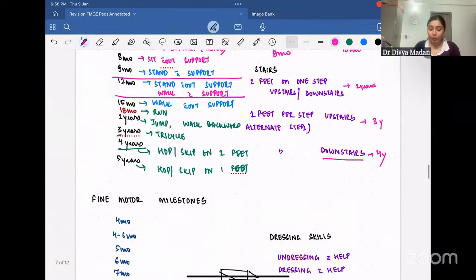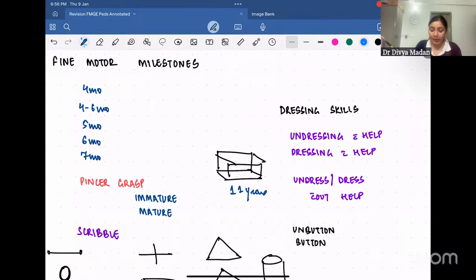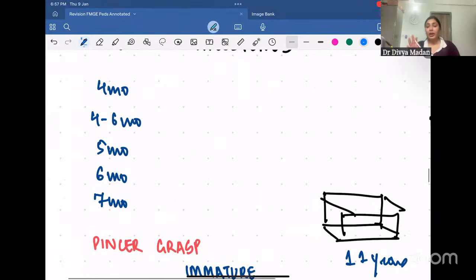Now moving down to fine motor milestones. Fine motor are the fine movements of the hand muscles. So at 4 months of age, what milestone do we appreciate? At 4 months of age, the child finally loses the palmar grasp. So what is the palmar grasp?